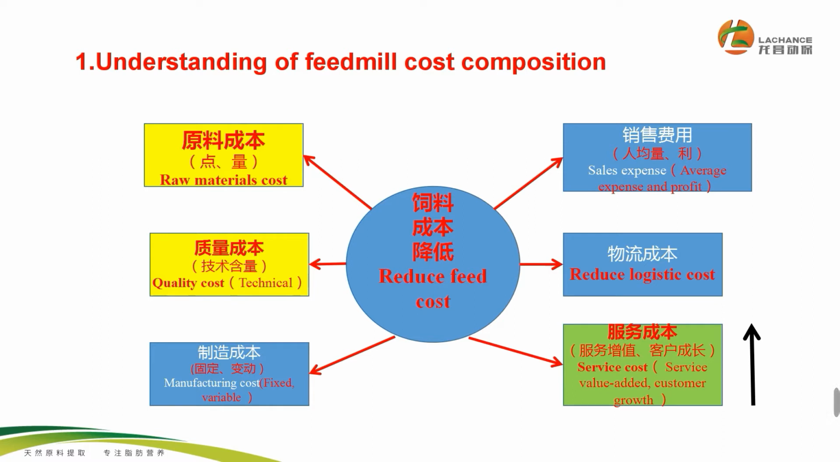Let's start the first part. Understanding of the feed meal cost composition. As we all know, feed cost has become the first important thing for feed meal. Reduce feed cost contains 6 points. The first is the raw materials cost.